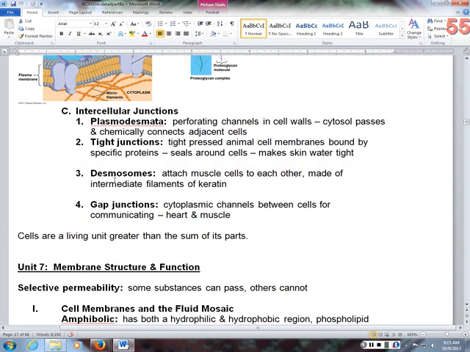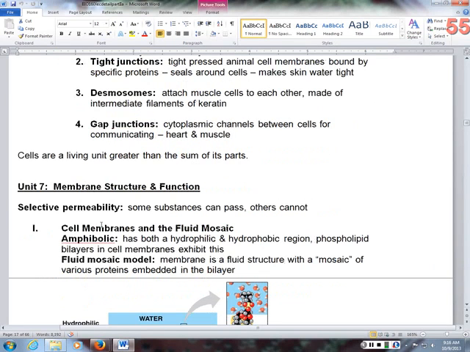In animal cells, you'll see some tight junctions, where you're going to have this in your skin. They're going to be bound by specific proteins. This is what helps to make your skin waterproof. So you can put your hand in water and the water doesn't all flow into your skin. It can't get in between those cells because of the tight junctions.